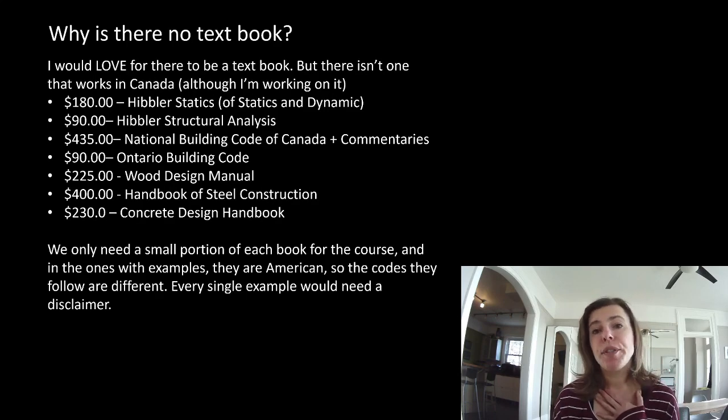One of the number one questions I get is, why is there no textbook? I wish there was a textbook, but there isn't. And here's why. We do two lectures on statics. The book that would be used for that would be Hibbeler Statics and Dynamics. It's a two-part book that is $180. Then there's Hibbeler Structural Analysis that is $90.